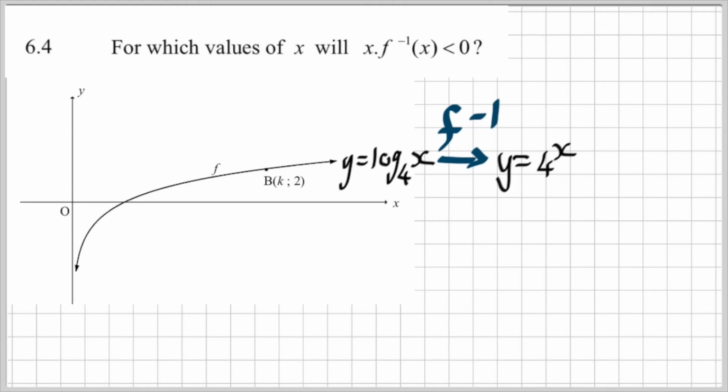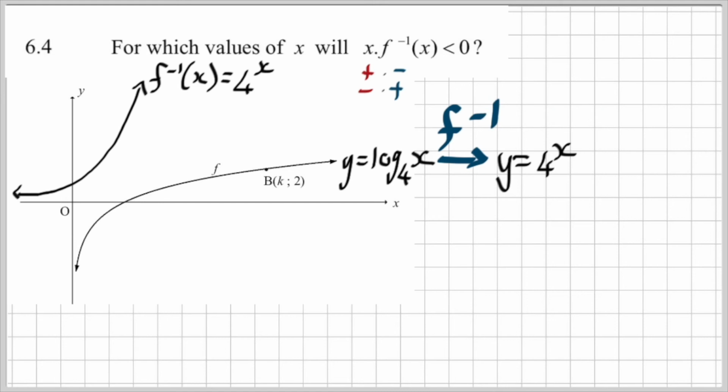So let's draw 4 to the power of x. Now I know this because this is a normal exponential graph. But now let's interpret. When is something times by something smaller than naught? In other words, a negative. Well, I'm going to have a positive times by a negative or a negative times by a positive.